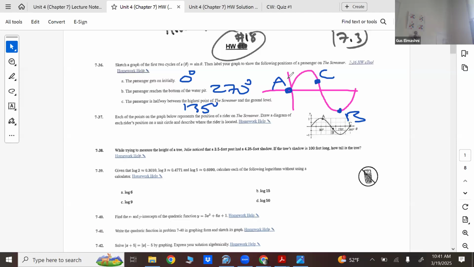So for part B, when you reach the bottom of the water pit, that's the lowest point of the curve. What degree does that correspond with? 270, based upon your notes. Or you can graph it. Graph it, right? And you can see that's the lowest point. And then when you're halfway between the highest point and the ground level, highest point's at 90, the ground level is at 180, or from 0 to 90, same thing.